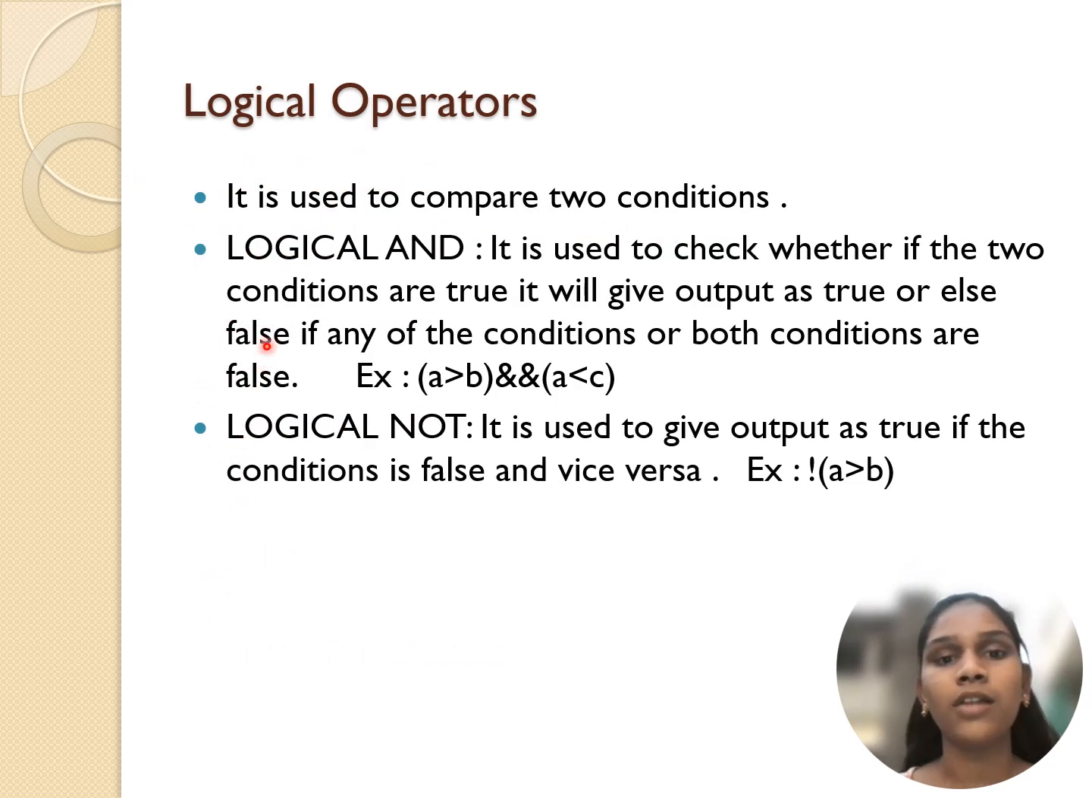Next, logical operators. It is used to compare two conditions. Logical AND is used to check whether the two conditions are true, it will give output as true, or else false if any of the conditions or both conditions are false. Logical NOT. It is used to give output as true if the condition is false and vice versa.